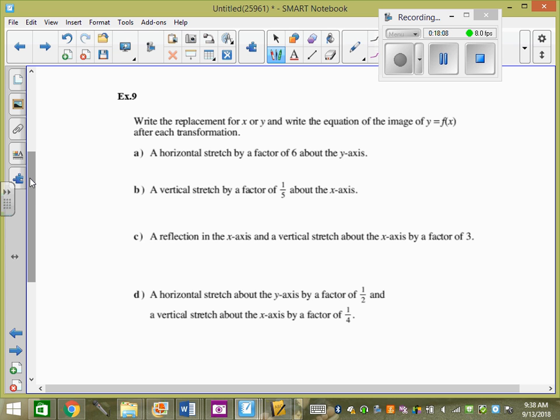So if they give us a horizontal stretch by a factor of 6 about the y-axis, what's my equation going to look like? Y equals f of x is going to change to what? Y equals, nope, 1 over 6x.